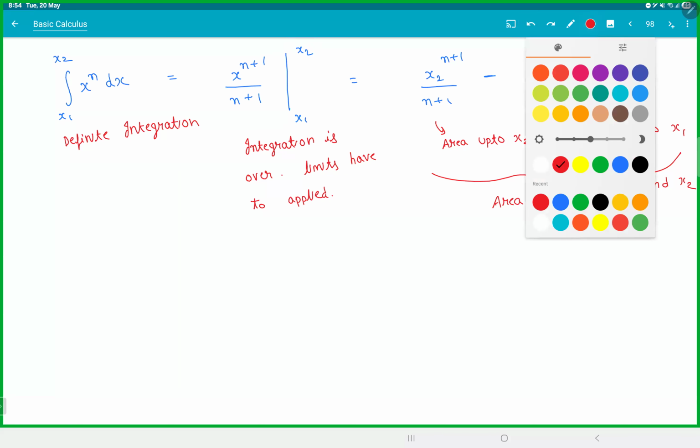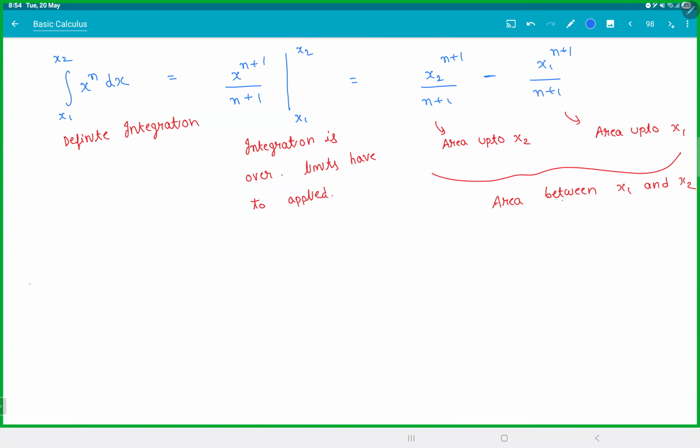So let me give an example. So what about the constant? There is no constant. There's a definite integration. I know the limits. So I mean like the constant will come and just cancel off. You can say like that, but we don't use it.